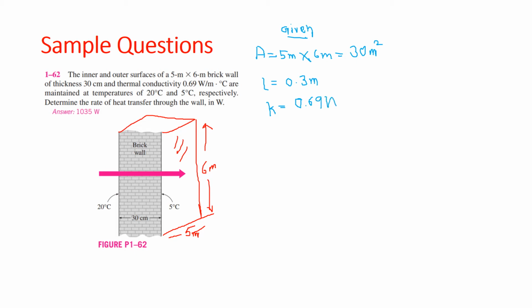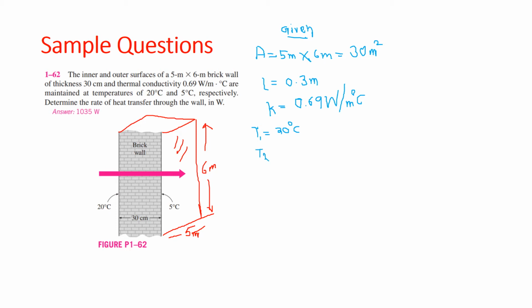Okay, it's given to be 0.69 watt per meter degree Celsius. And what else is also given? The temperature maintained on the inner side as well as the outer side is given. So at the inner side, T1 is given to be 20 degrees Celsius, which I take as T1. Always, heat flows from high temperature to low temperature. So this is what you will keep in mind.